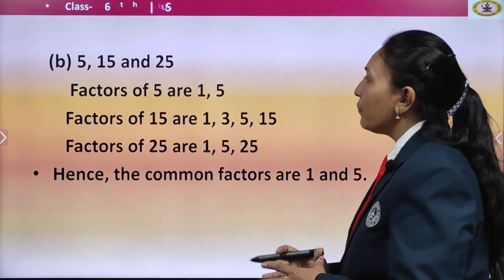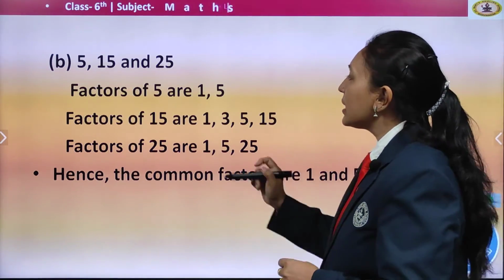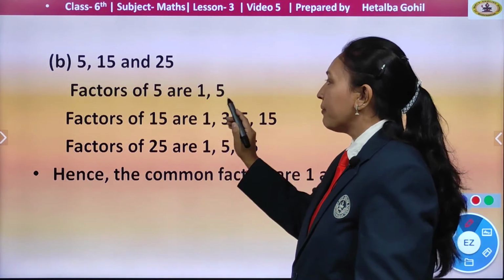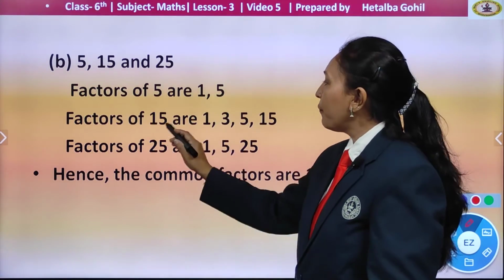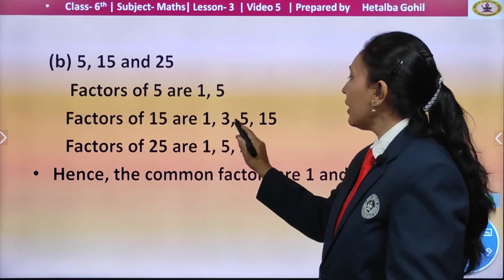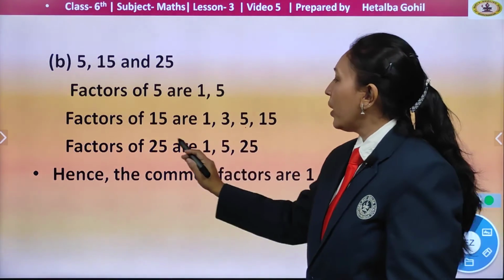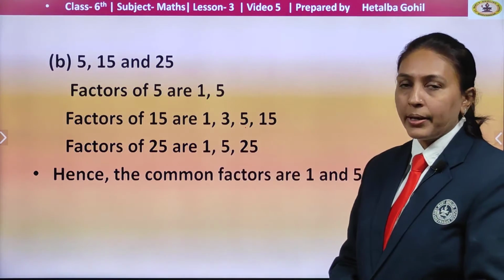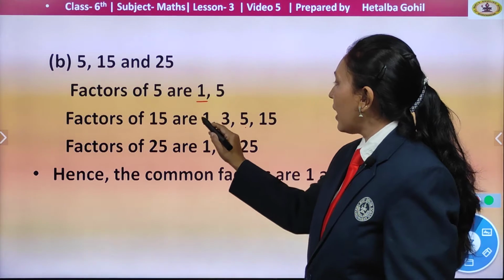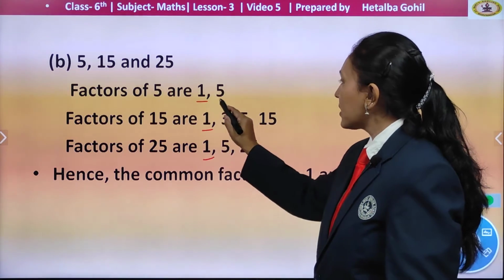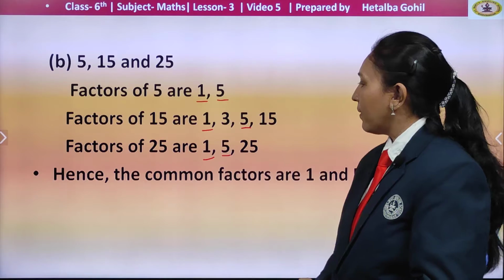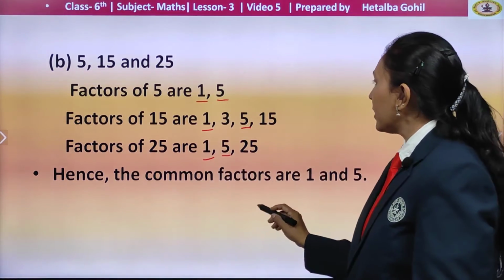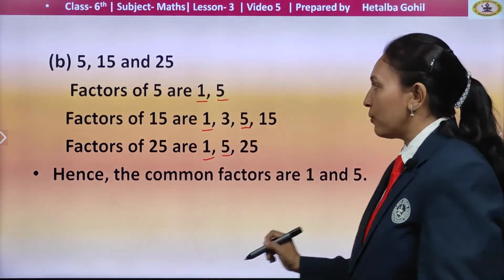Next is 5, 15 and 25. Let us first list the factors of 5. When we count the table, we have only 1 and 5 as the factors of 5. For 15, we have 1, 3, 5 and 15. For 25, we have 1, 5 and 25. So the common factors we have here are 1 and the next common factor is 5. So among the three numbers here, children, the common factors are 1 and 5.